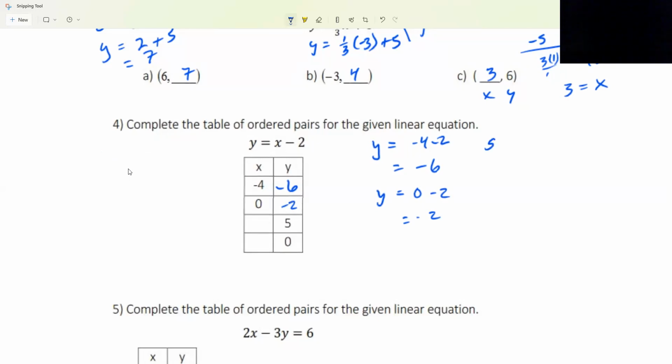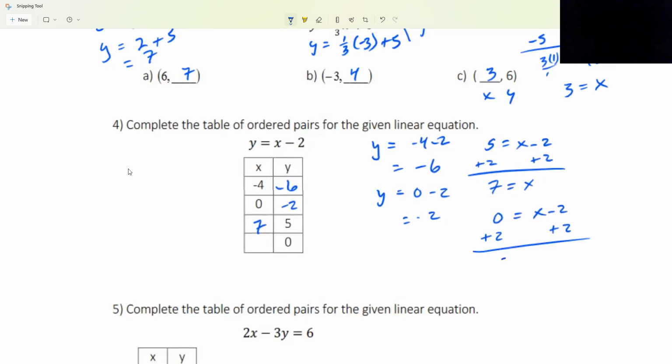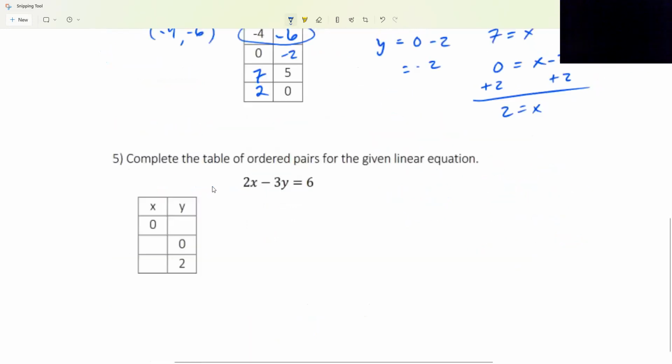So they're giving you 5 for y, and they want you to figure out what x is. So let's add 2, and we'll get 7 is equal to x. Okay, same thing. You put in 0 for y, and then you solve for x. So let's add 2, and you're going to get 2 is equal to x. And your table's finished. Now remember, each one of these is like this one here. This is like an ordered pair, -4 and -6. You plot those points, you connect the dots, you'll have a line. And even though we were doing 4 points there, you only need 2 to make a line.